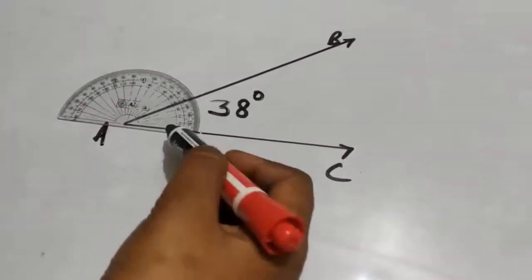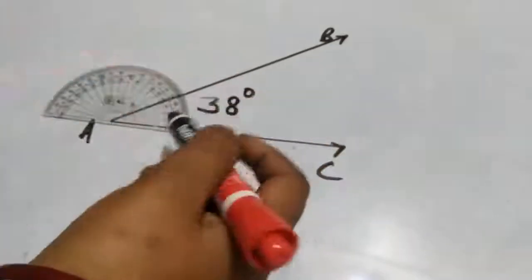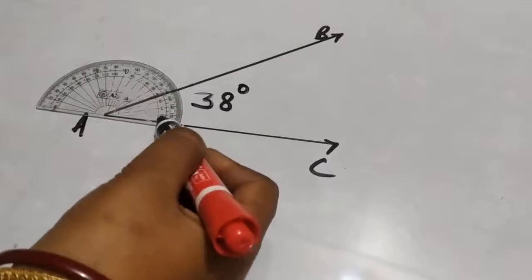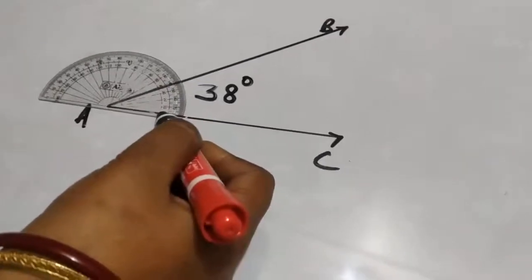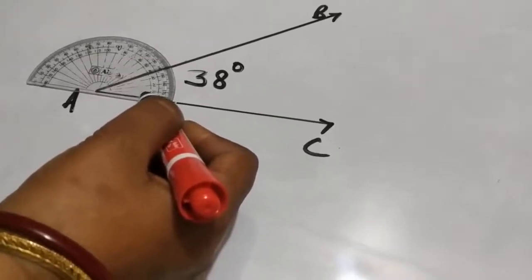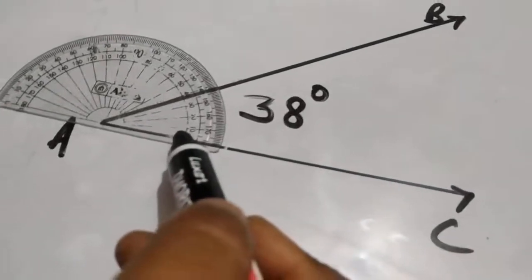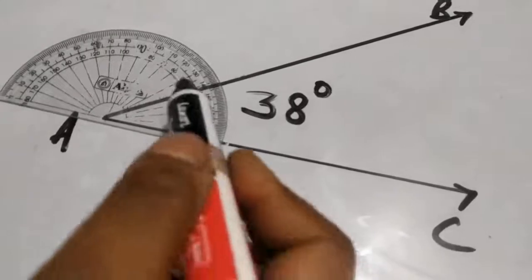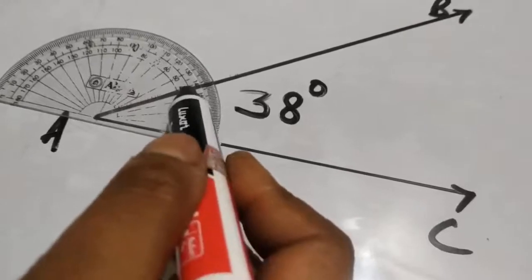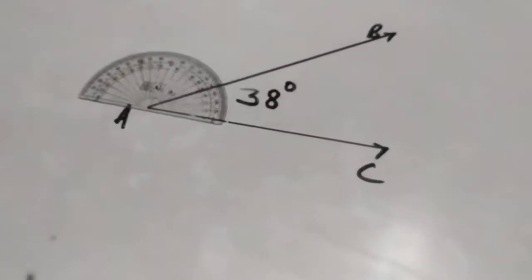Then we measure. Since the mouth of the angle is facing towards the right, we will use the scale from 0 to 180 degrees on this right side. Look carefully, it is the inner scale. There are two scales, and one scale is from 0 to 180 degrees from right to left. So I will start from 0 on the right to left scale: 0, 10, 20, 30, and it is just 38 degrees. Right? Now let us take another example.